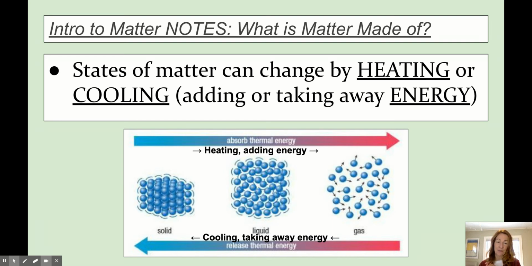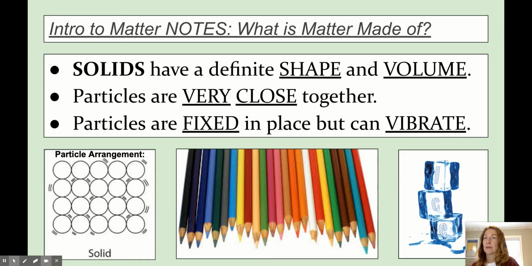And also is a point that it melts. 32 degrees is the melting point and the freezing point of water. And in Celsius, the freezing is 0 and the boiling is 100. Okay, so adding heat energy is going to make it change state, and then taking away heat energy is going to make it change state because the molecules slow down.